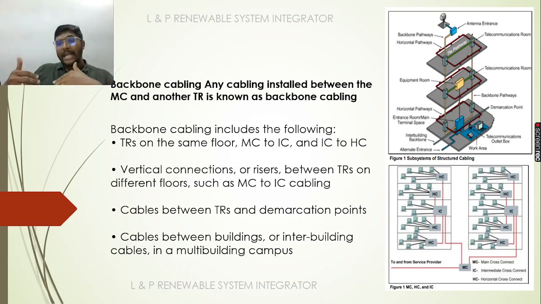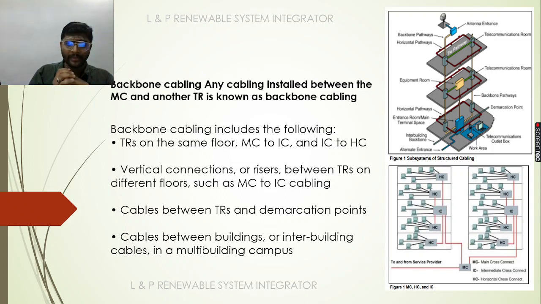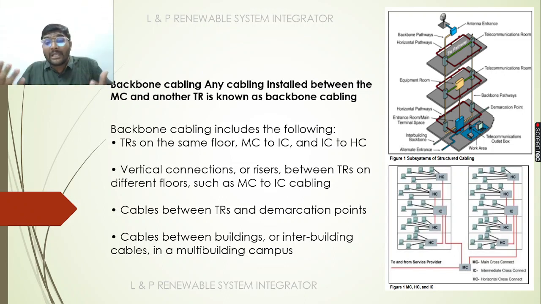if you are running a cable from main cross connect to the intermediate cabling, that is also referred to as a backbone cable. And also the cables which run between the telecommunication rooms and the demarcation points are also referred to as backbone cables. And if you are running different cables between the buildings or inter-building cable connections in multiple campuses, those are also referred to as backbone cabling.